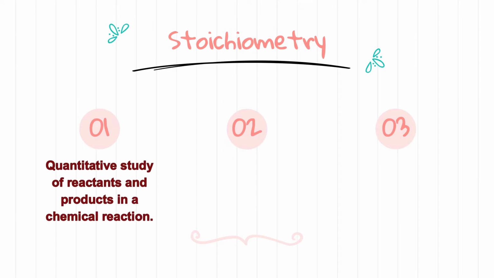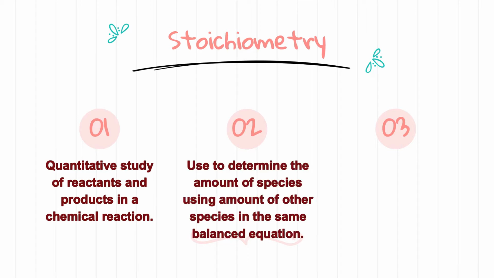So stoichiometry is a quantitative study of reactant and product in a chemical reaction. What is meant by quantitative is something that we can calculate. Okay, it's a quantitative study of reactant and product in a chemical reaction.